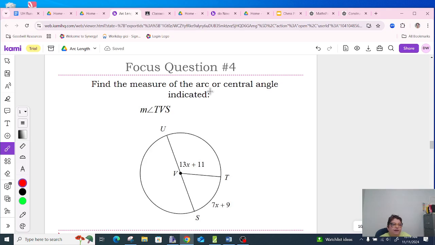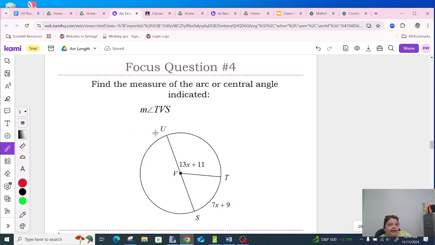Angles of the arc or central angle indicated. They want the arc of T, not arc, angle TVS. But I have X. What am I going to do? Equal to each other? Are they equal to each other? Do they look equal? They have to equal 180. Why do they have to equal 180 when I add them together?